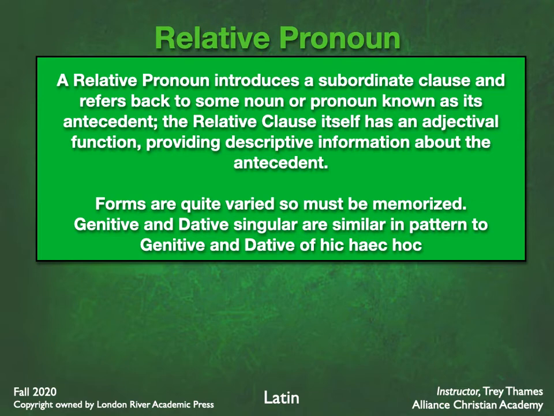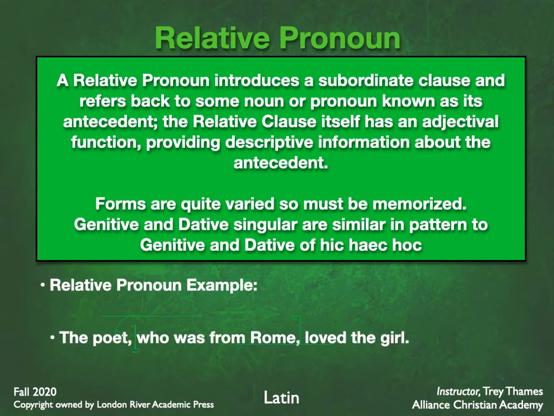Now, in Latin, the forms are varied, so you're going to have to memorize the chart. We'll look at that in just a minute. The genitive and dative singular are similar in pattern to the genitive and dative of the hic, haec, hoc pattern. We'll look at this again and describe it. For right now, let's just look at an example in English of a relative pronoun.